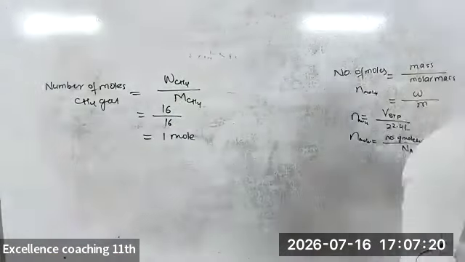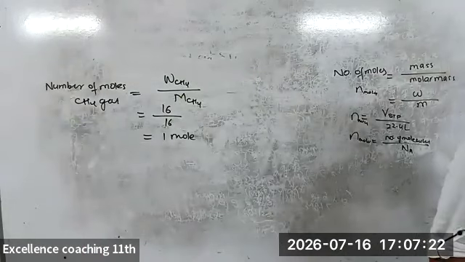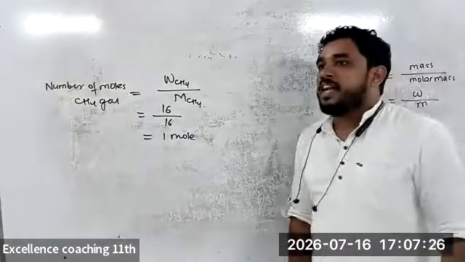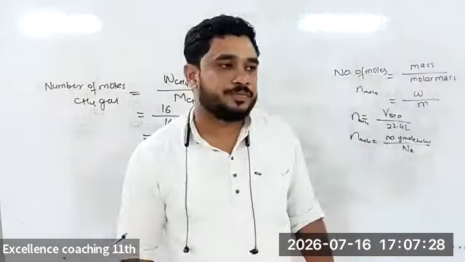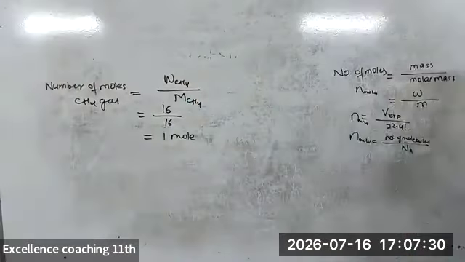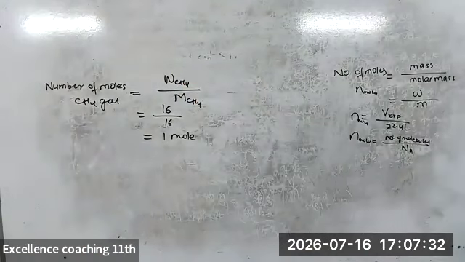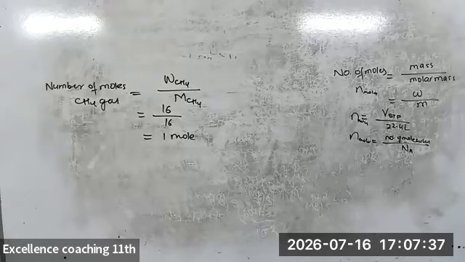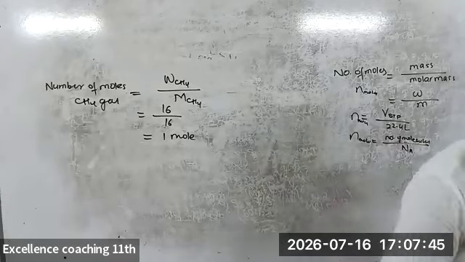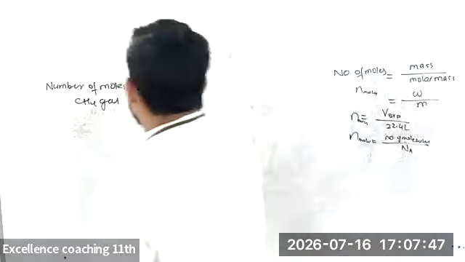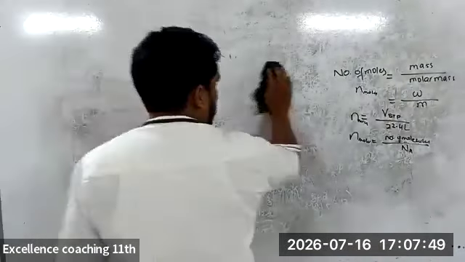Okay, wait. This is just a start. Next. Third one. 49 grams of H2SO4. Same question. Third one. Find the number of moles. I'm going in order.